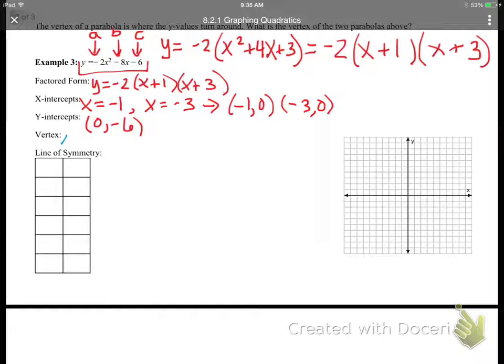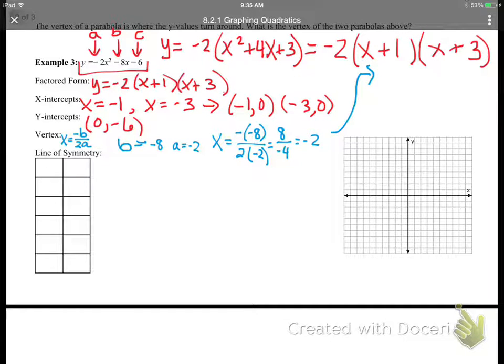For my vertex, I'm going to use the same equation that we learned on example 2. That's x equals -b over 2a. Now my b term, remember, is my -8. My a term is -2. So my x is going to equal -(-8) over 2 times -2. And a -8 is a +8, and 2 times -2 is -4. Simplify that, and the x value of my vertex is -2.